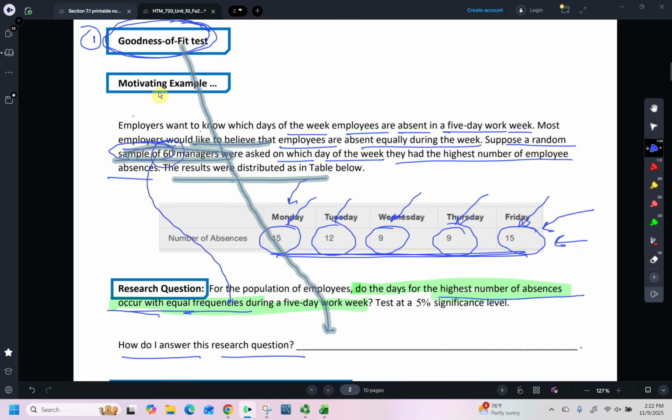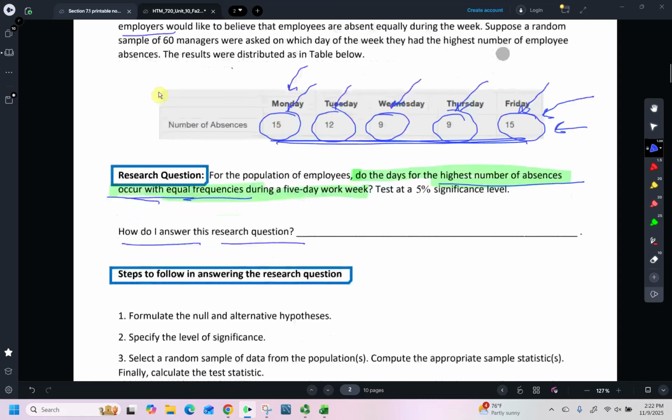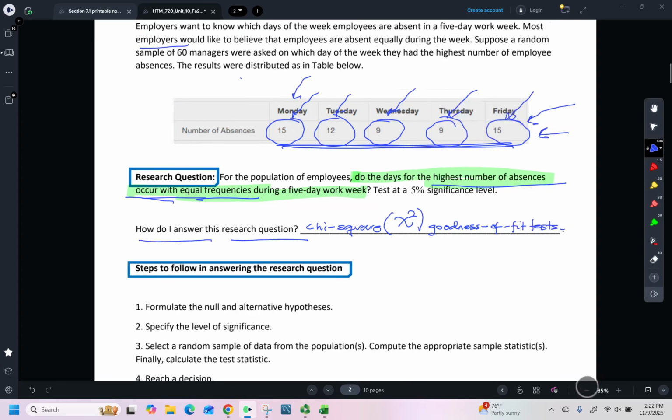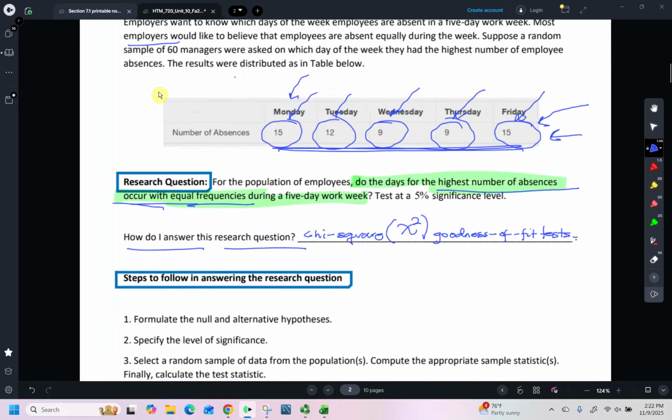So, how do we answer this research question? By using the chi-square goodness of fit test. So let's see what that looks like. So chi-square, in Greek, this is written as chi-squared goodness of fit test, which is appropriate because we are interested in seeing if the data, the information contained in the sample data, fits with the claim for the entire population.